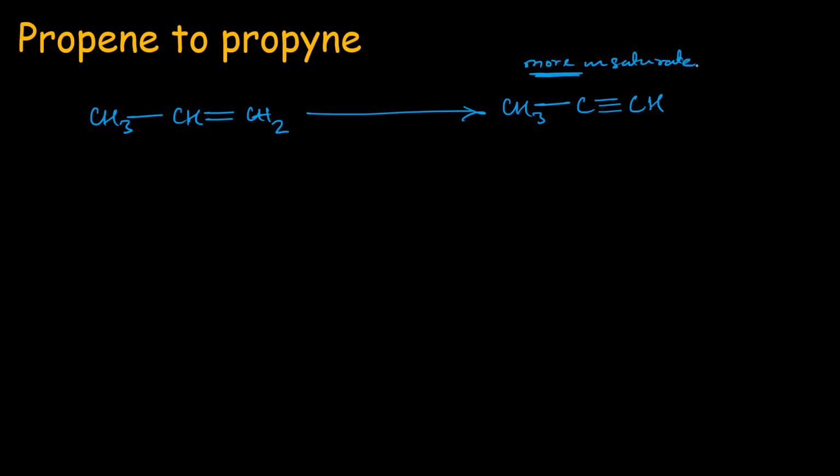Now, if you get more unsaturated, that means you have to use what? Elimination reaction. And the type of elimination reaction that we know from this chapter is only dehydrohalogenation. So first of all, we will add the halogen, then only we can eliminate, right?